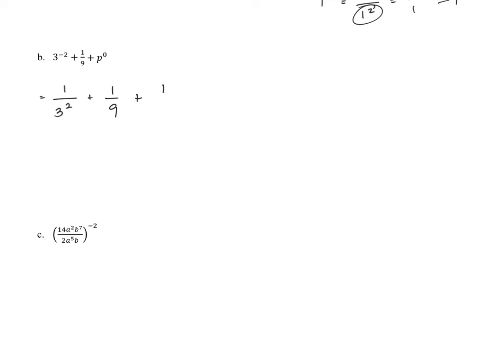Okay, let's go ahead and simplify. Right here, the 3 squared is 9, so that's going to be 1 over 9. Plus 1 over 9 plus 1. Well, these guys have the same denominator, so I can go ahead and add them. Let's go ahead and add the numerators. So that's going to be 2 over 9 plus 1.